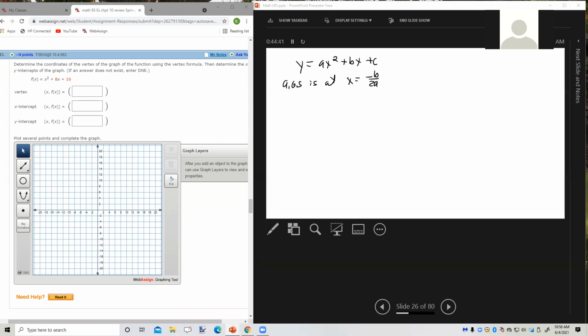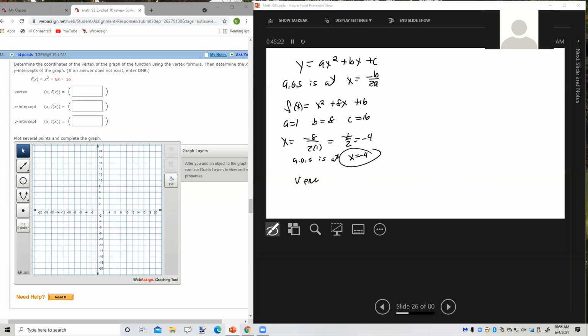All right, and for this problem, f of x equals x squared plus 8x plus 16. Okay, and we've got, let's see, a is 1, b is 8, c is 16. So x equals negative b over 2a, which is negative 8 over 2 or negative 4. So the axis of symmetry is at x equals negative 4. Now, they don't ask for that, but this is the x value of the vertex.